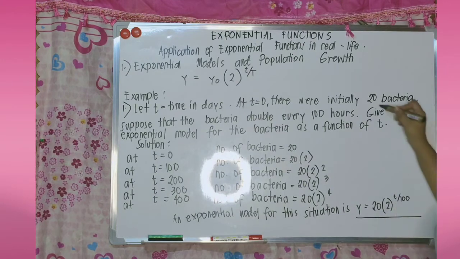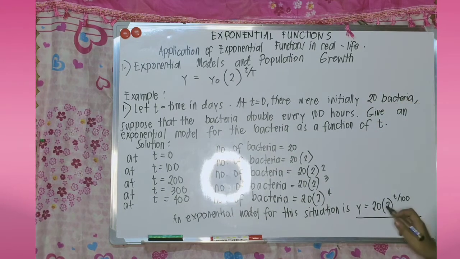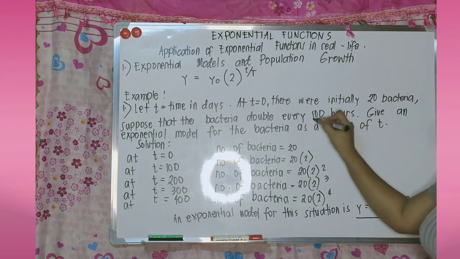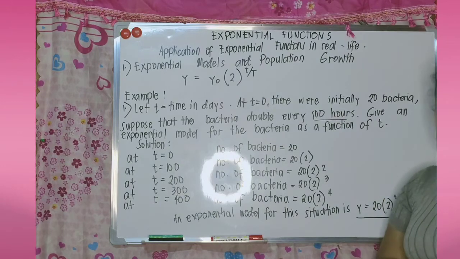Saan po ito nakuha dito po? So, initially, 20 bacteria. So, times 2 kasi nga double. Then, raised to t over 100. Saan po nakuha yung 100? Dito po siya. So, ito po yung number of days.